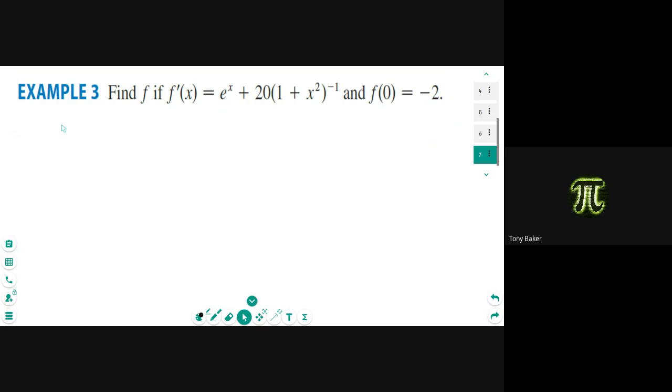Remember, -1 just means it's down the bottom. So what's the derivative, or sorry, I'm going to literally say it constantly, what's the antiderivative of e to the x? E to the x.